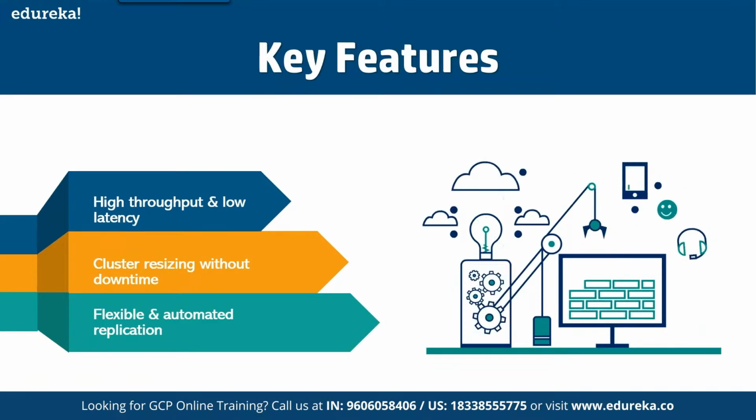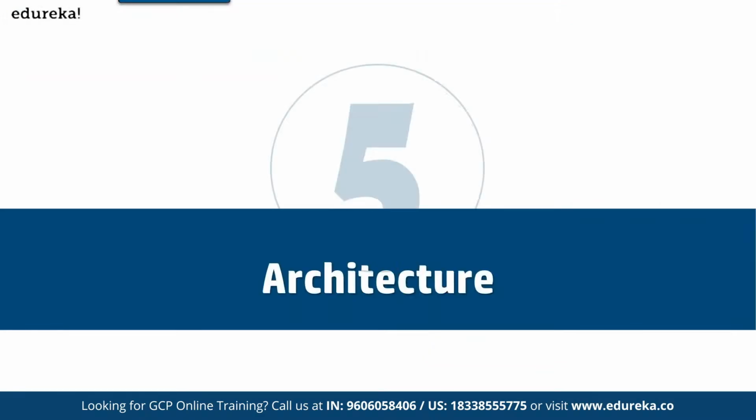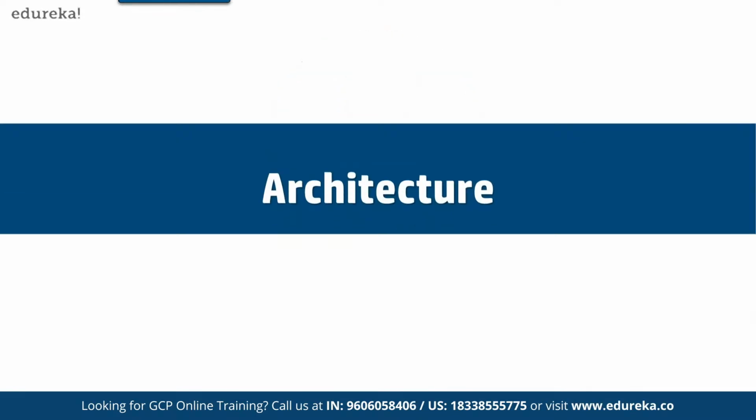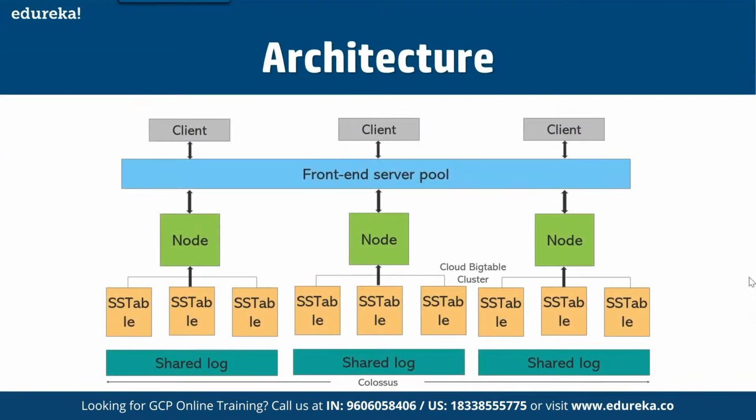It's going to replicate to the other data center, the other data site, automatically without much human intervention. Now, if you talk about architecture in general, that's basically the way it looks. That's the way it's built at the back end. You have a client on the front end who is going to use the service. He's going to interact with the front-end server pool. Now, this front-end server pool is going to have multiple nodes at the back end.